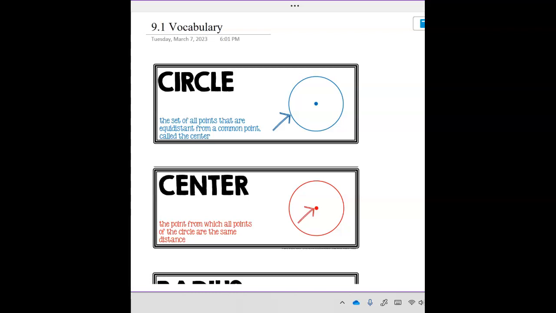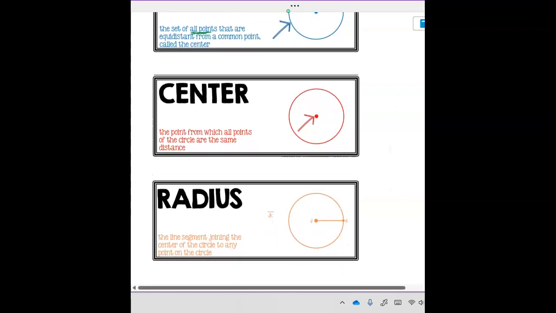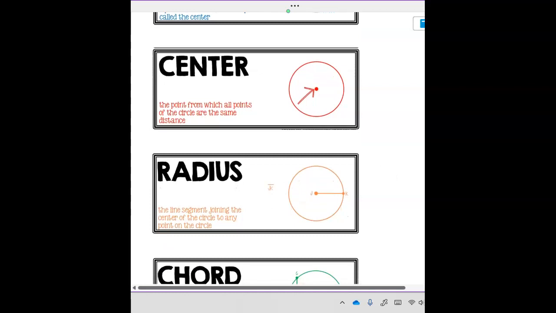By definition, a circle is just going to be the set of all points. So it's a set of all points that are equidistant from a common point, and that's called the center. All of these points are going to be equidistant. Here we've got the arrow pointed to the center. Again, we know that all of these points on the circle are going to be the same distance from the center. And that distance from the center to any point on the circle is just going to be our radius.